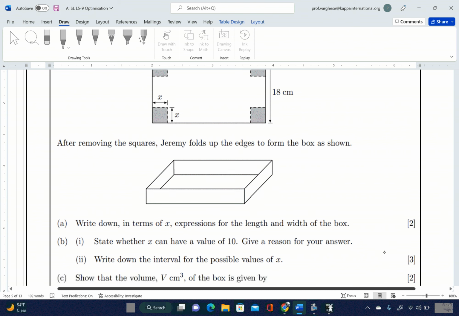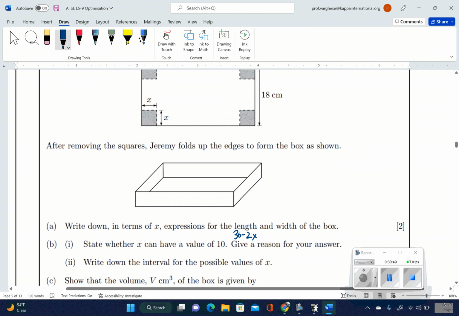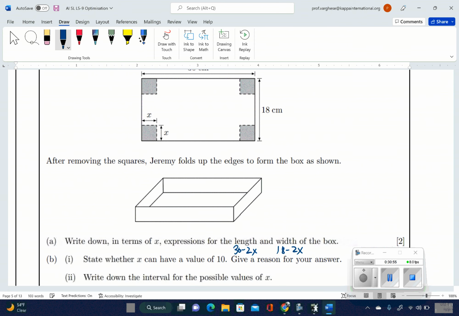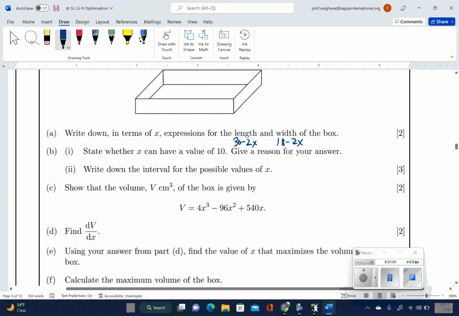So we know that the whole thing is 30. So the length of the box minus the 2x's is going to be 30 minus 2x. And the width of the box is 18 minus the 2x's, which is going to be 18 minus 2x. So that's the length and the width in terms of x. State whether x can have a value of 10.